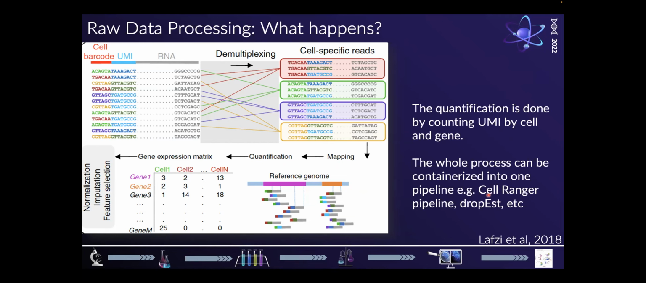Some of these pipelines are called the Cell Ranger pipeline, DropEST, and so on. There are a few others being developed, but mostly this is the main pipeline being used for some of these processes. Basically, you don't have to do this manually yourself. Once you have your raw reads, you just put them into the Cell Ranger pipeline, and at the end of the day, what you get is a gene expression matrix.